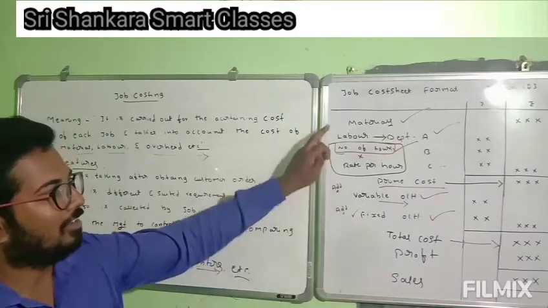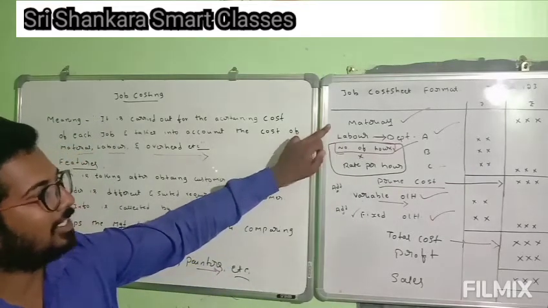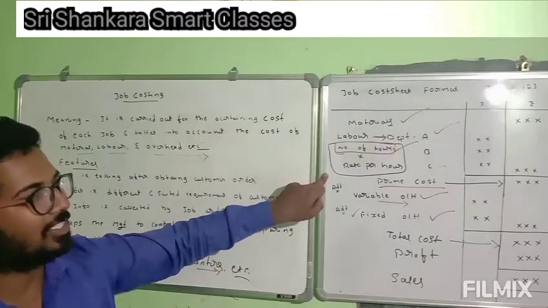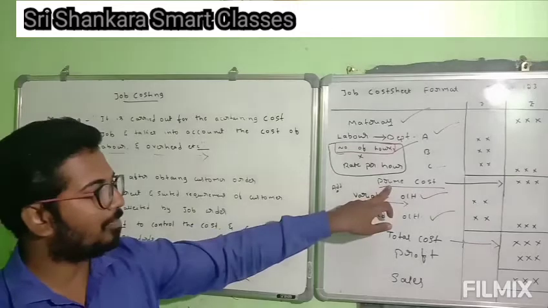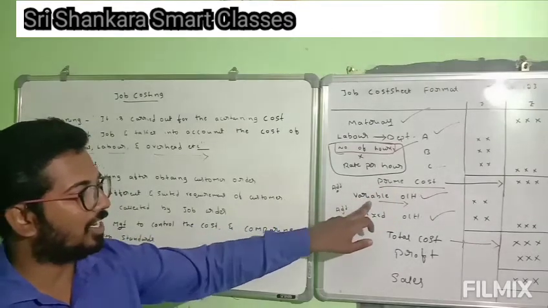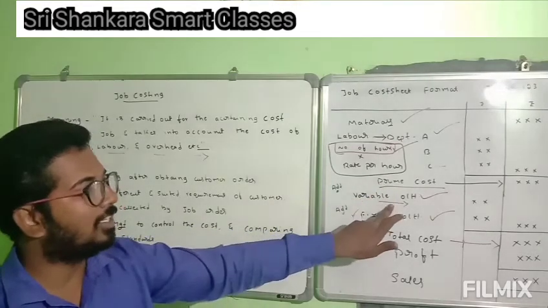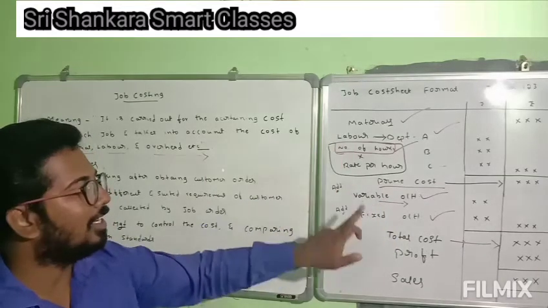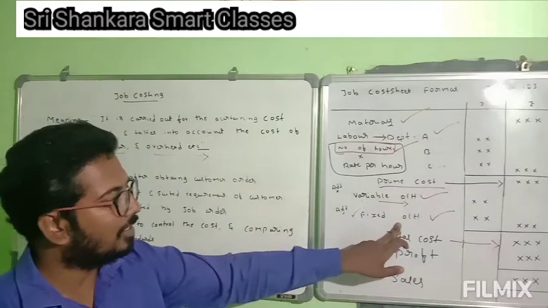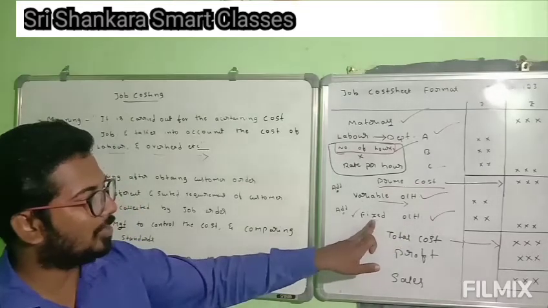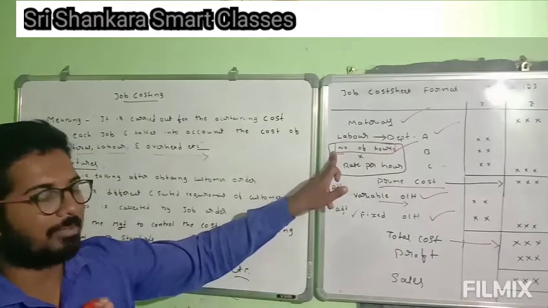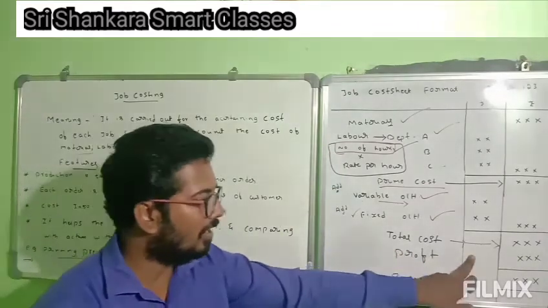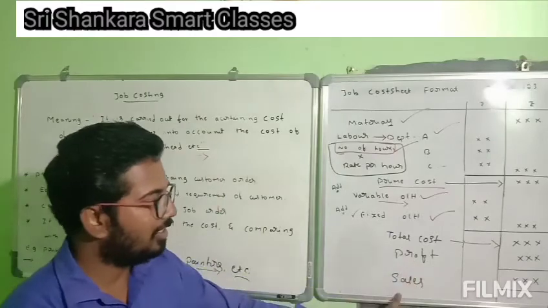I'll explain again. First step, we take the materials, and second step, we take the labor hours or wages or any other chargeable expenses. So we'll get the prime cost. After that, we should take into account any variable overheads. The number of hours should be the same as the labor hours, and then we take the fixed overheads. Again, the number of hours should be the same as the labor hours. Only the rate per hour is going to change. Then we get the total cost, then profit and sales.